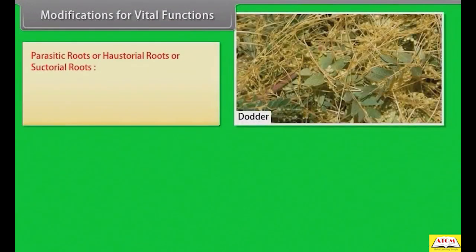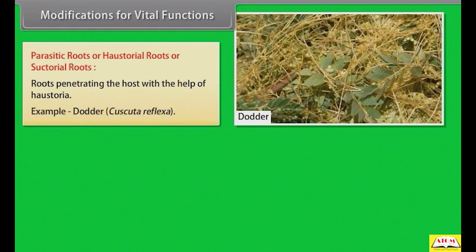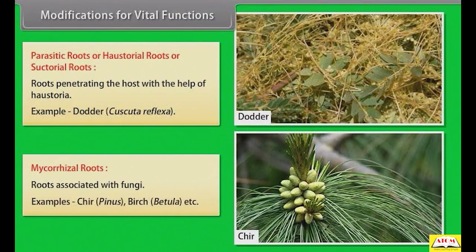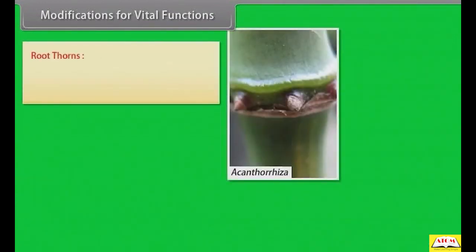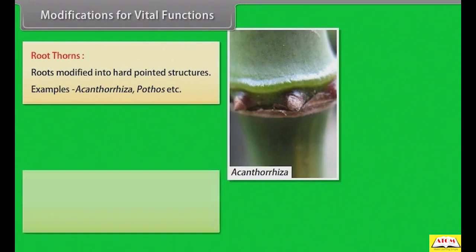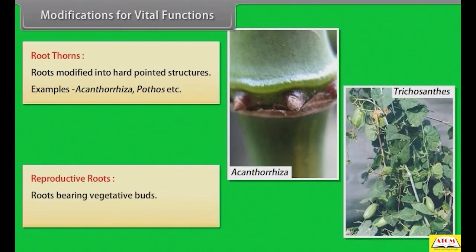Parasitic roots or haustorial roots or suctorial roots. Roots penetrating the host with the help of haustoria. Example, dodder. Mycorrhizal roots. Roots associated with fungi. Examples, pine, birch, etc. Root thorns. Roots modified into sharp-pointed structures. Examples, Acanthorhiza, pothos, etc. Reproductive roots. Roots bearing vegetative buds. Examples, Trichosanthes, Ipomoea, etc.